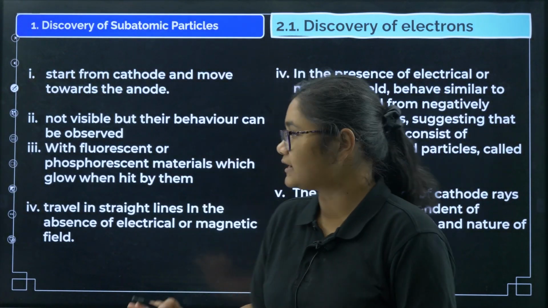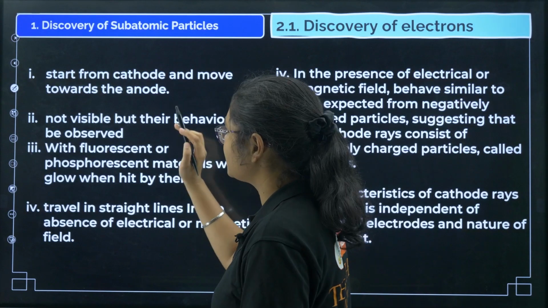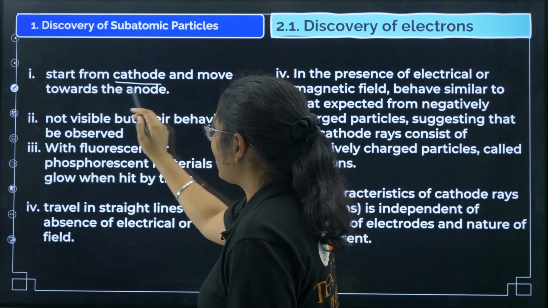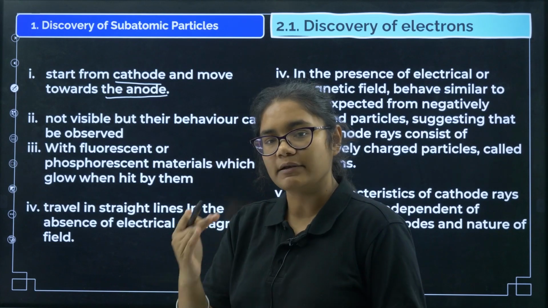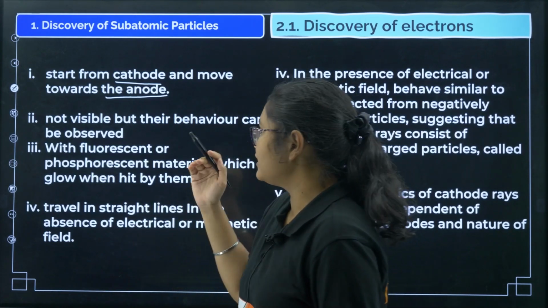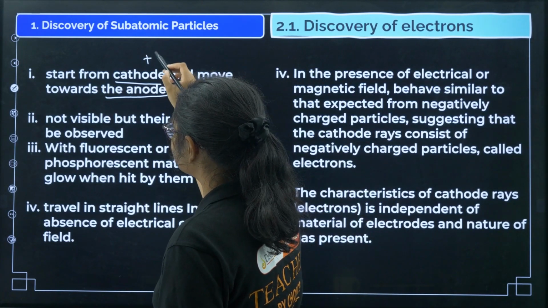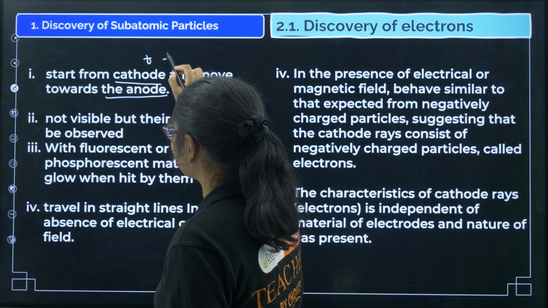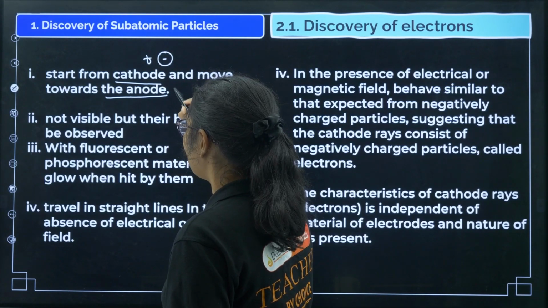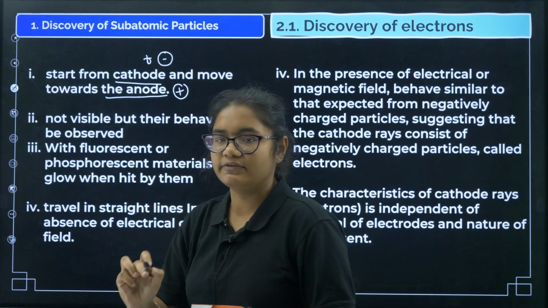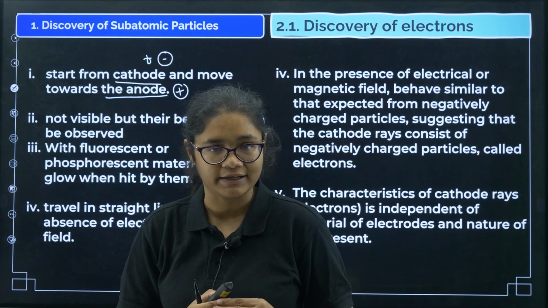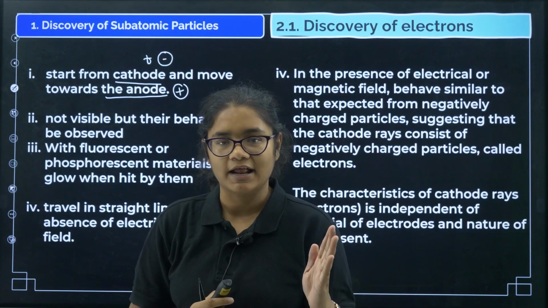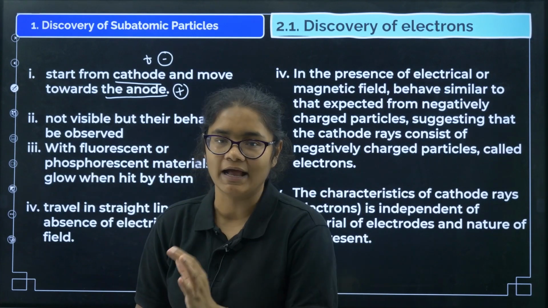So in these cathode rays, what is the first thing we observed? It started from the cathode and moved towards the anode. Now, if you think in this way, the cathode is a negatively charged electrode, and the anode is a positively charged electrode. The first thing that we observed about the cathode rays is that they started from the cathode and were moving towards the anode.